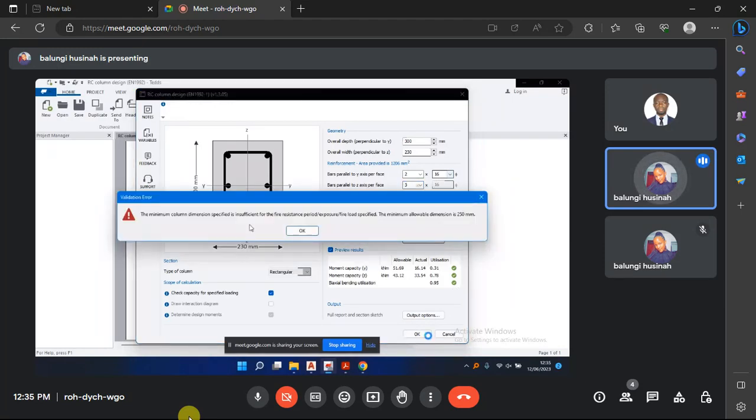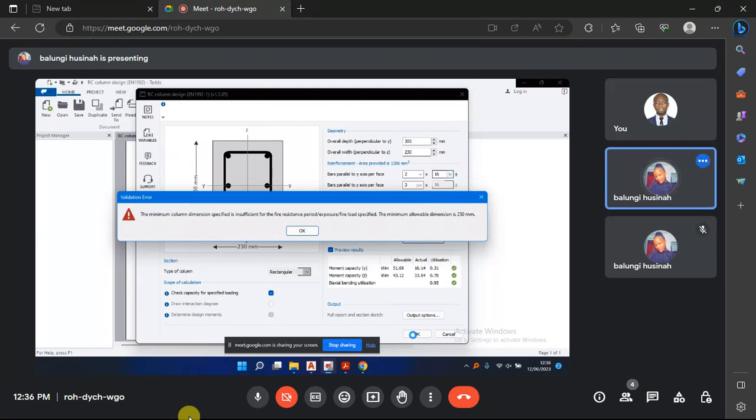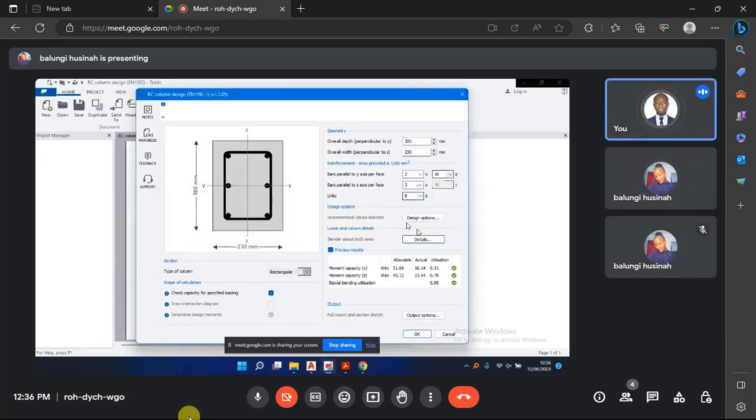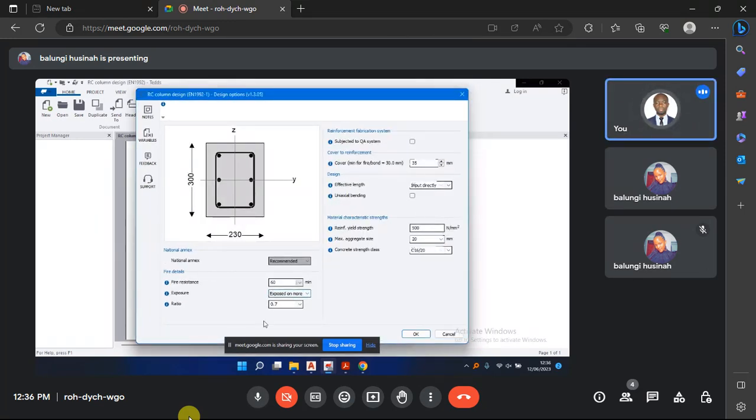The minimum column dimension is established by resistance. The minimum column dimensions. No, that has to do with the cover, eh? Yeah. Could you say okay? We shall increase the cover. Should we increase the cover? That's what we shall do. Yeah, there are design options. Increase it to 40.